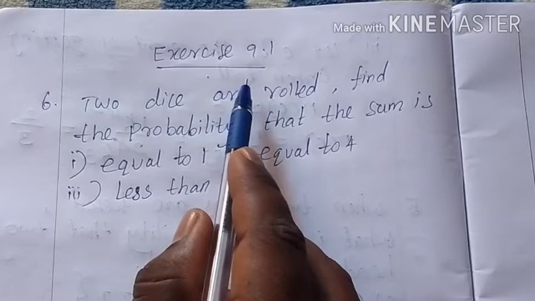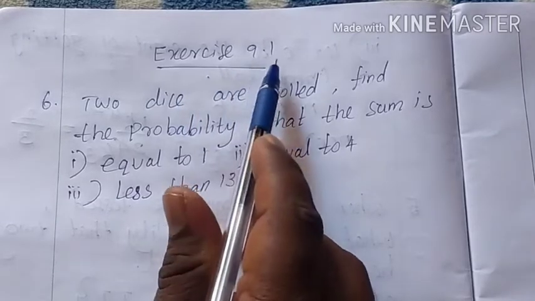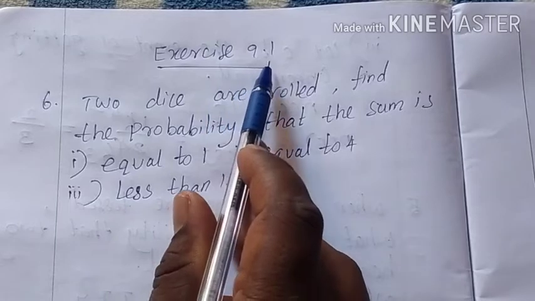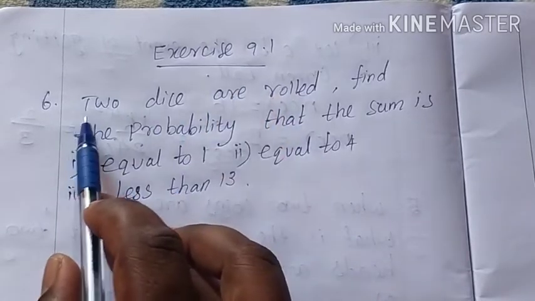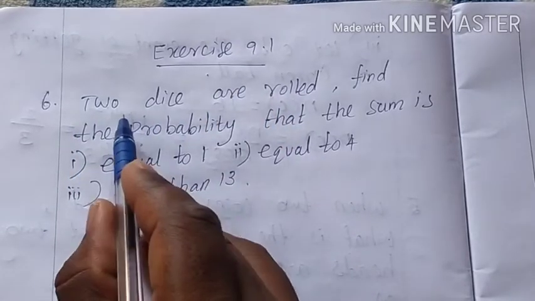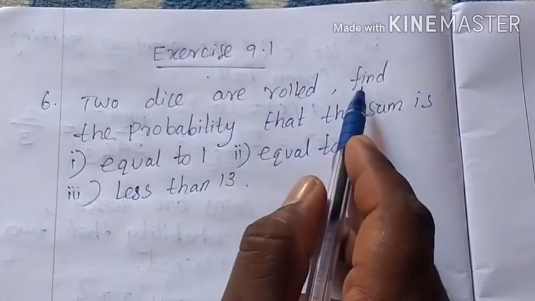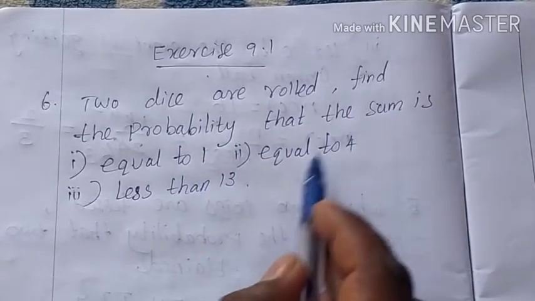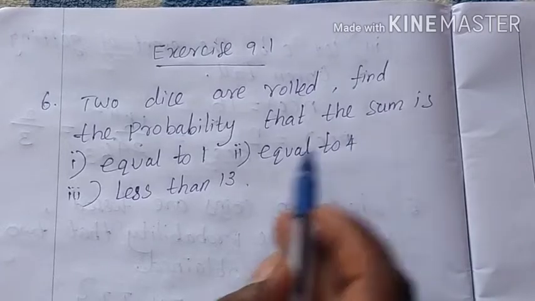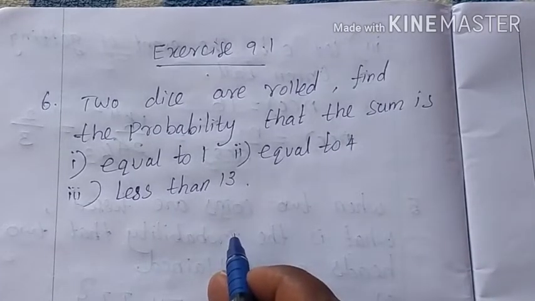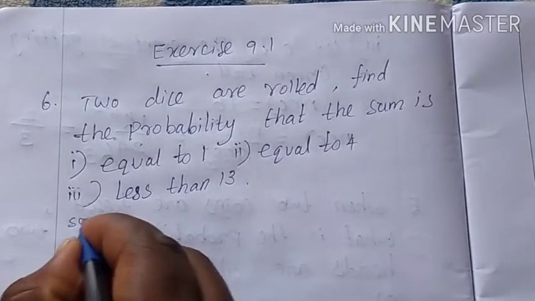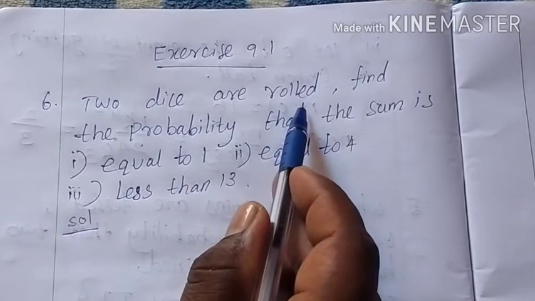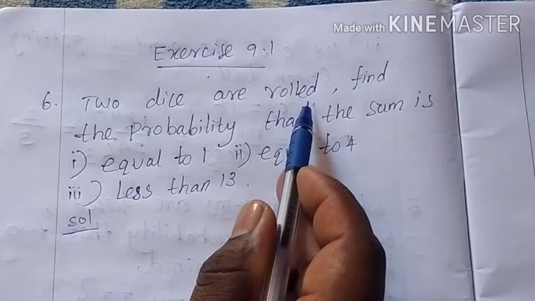In the last class we discussed the first 5 sums of exercise 9.1. Now we are going to see the 6th sum of exercise 9.1. The sum is: two dice are rolled. Find the probability that the sum is equal to 1, the sum is equal to 4, the sum is less than 13. The solution: when two dice are rolled, the number of sample space outcomes is 36.